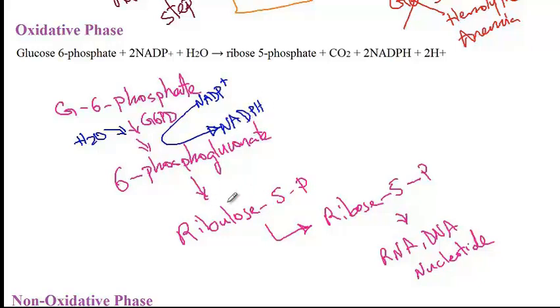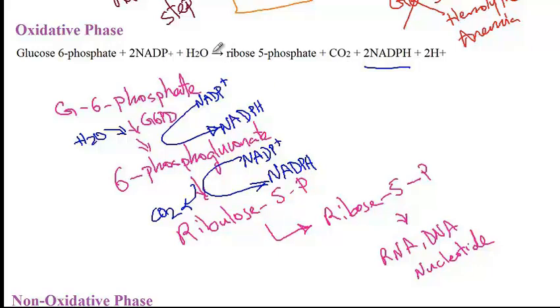And then likewise, in the reaction shown here, another NADP+ will be converted to NADPH, and a CO2 will be released. So here you can see that 2 NADP+ is converted to 2 NADPH, an H2O molecule has entered the reaction, and then a CO2 is released. Alright, and then the net outcome is a ribose 5-phosphate.